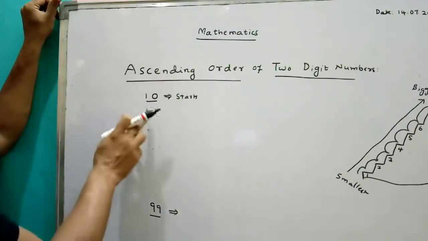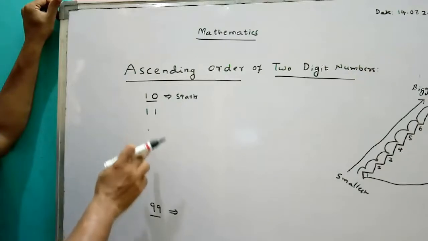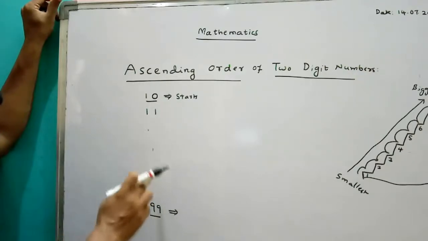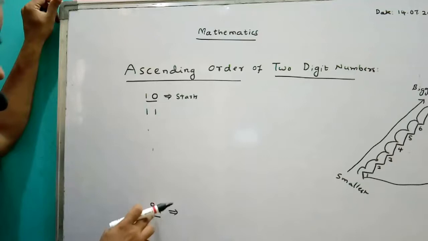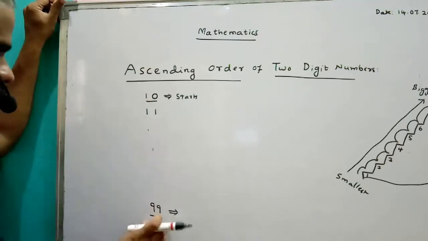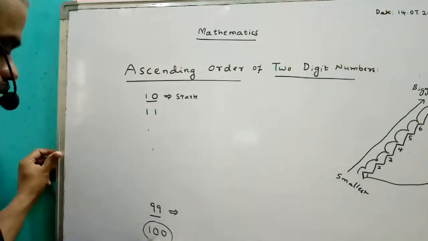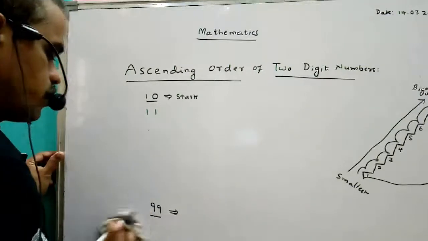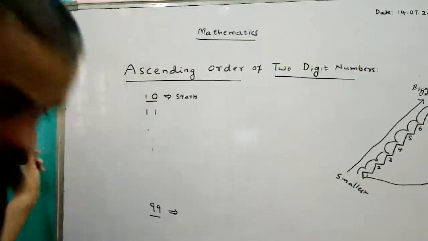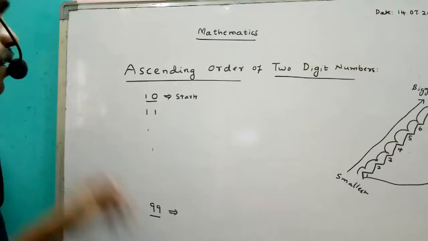It will come 10, 11, 12, 13, 14, 15, 16, 20, 21, 22, 23, up to 99. And after this one, we will have 100. This is the 3 digit number. So today we discuss only ascending order of 2 digit numbers. So first we check it.